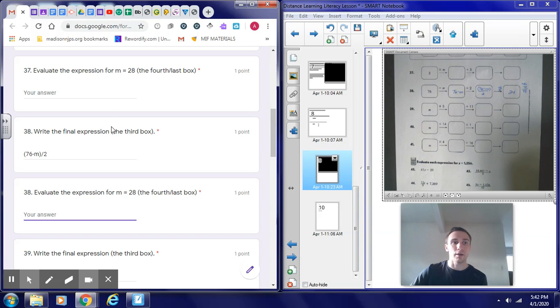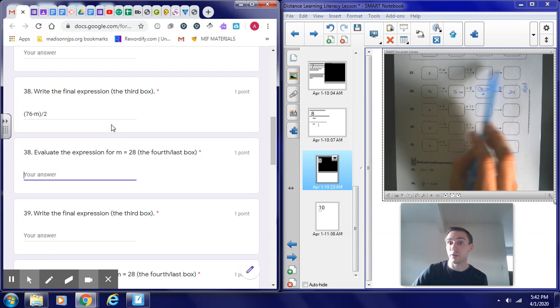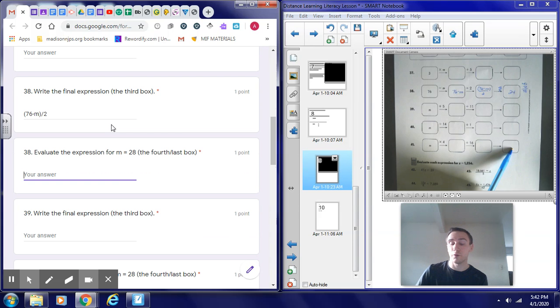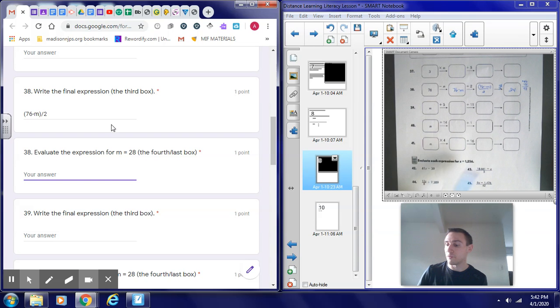There are enough of those lines for each particular problem. So you're going to have to do the third box and the fourth box, the third box, fourth box, and so on and so forth for those problems. And then you're going to have to provide the final answers for 42, 43, 44, and 45.